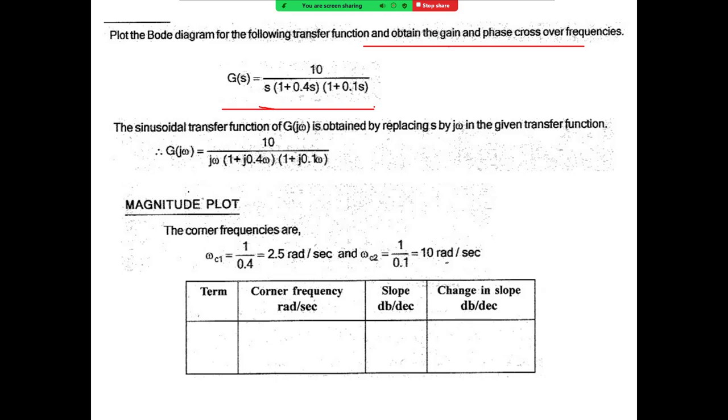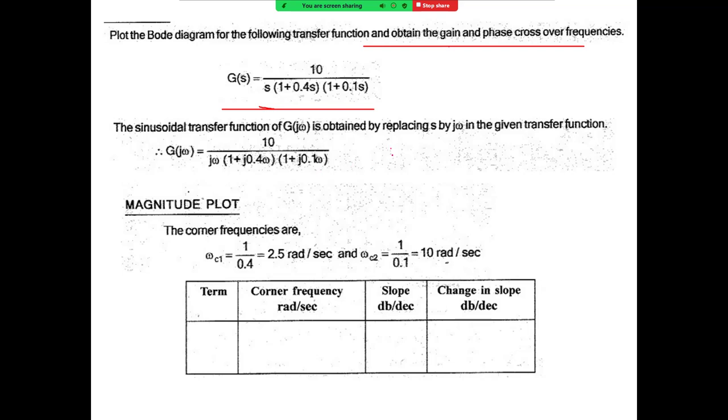What is the basic step? First we need to convert this S domain to the frequency domain. That is G of j omega equals 10 divided by j omega into (1 plus j 0.4 omega) into (1 plus j 0.1 omega). Here, what are the product terms in the given transfer function? 10 is one term. j omega is one term. 1 plus j 0.4 omega is the second term, and 1 plus j 0.1 omega is the next term.